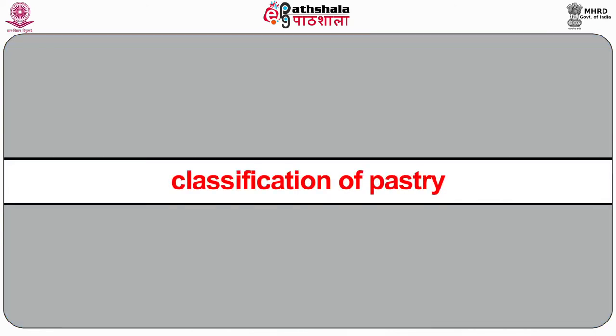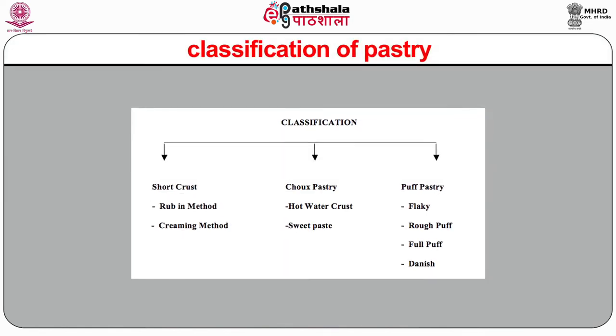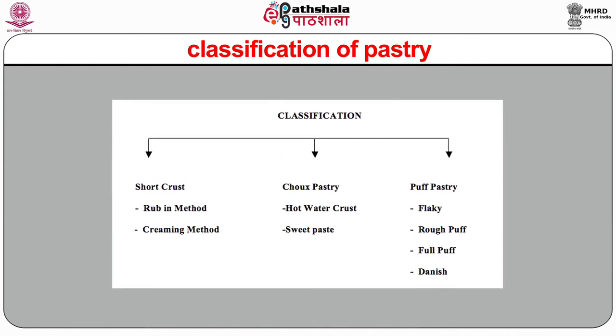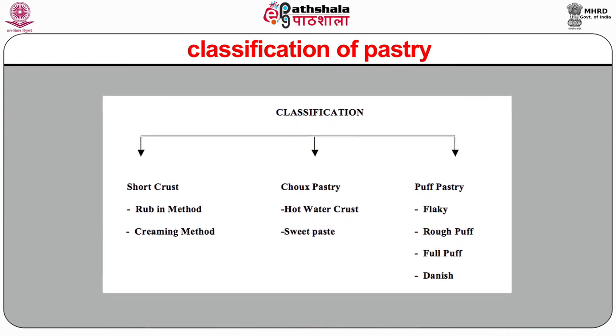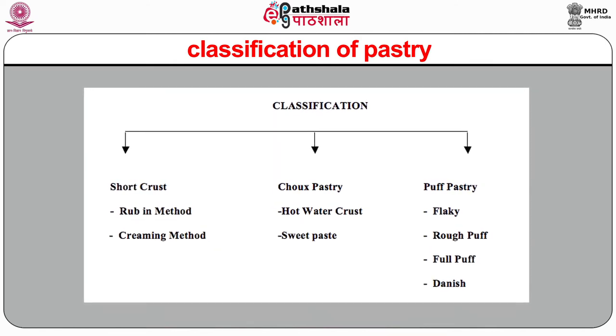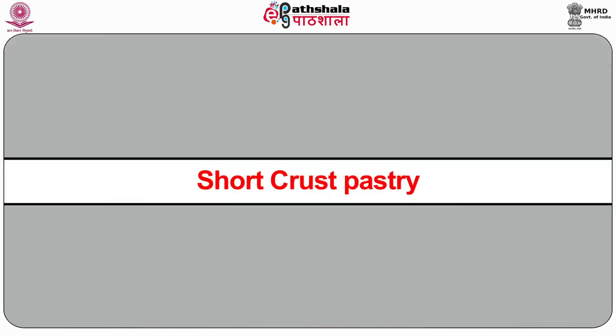Classification of pastry. Short crust, choux pastry, puff pastry. Short crust: rub-in method, creaming method. Choux pastry: hot water crust, sweet paste. Puff pastry: flaky, rough puff, full puff, danish. Short crust pastry. Rub-in method.